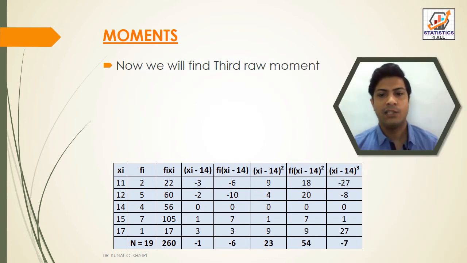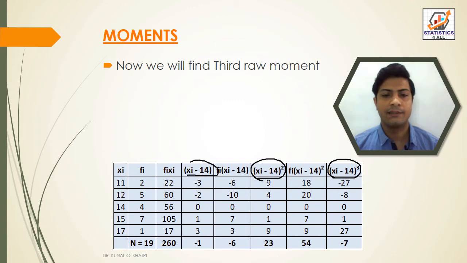Now we find the third raw moment. For that, we have to find Xi minus 14 whole cube. So here Xi minus 14 whole square into Xi minus 14, we multiply this value. So minus 3 into 9 is equal to minus 27, then minus 2 into 4 is equal to minus 8.